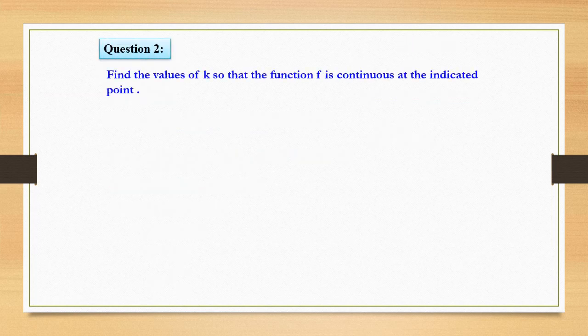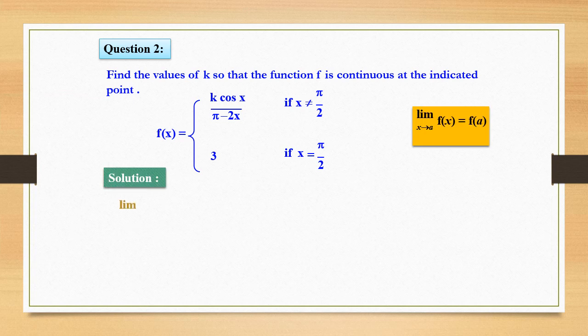Next example, a very important question. Find the value of k so that the function is continuous at the indicated point. So f of x is equal to k cos x divided by pi minus 2x if x is not equal to pi by 2, and it is equal to 3 if x is equal to pi by 2.